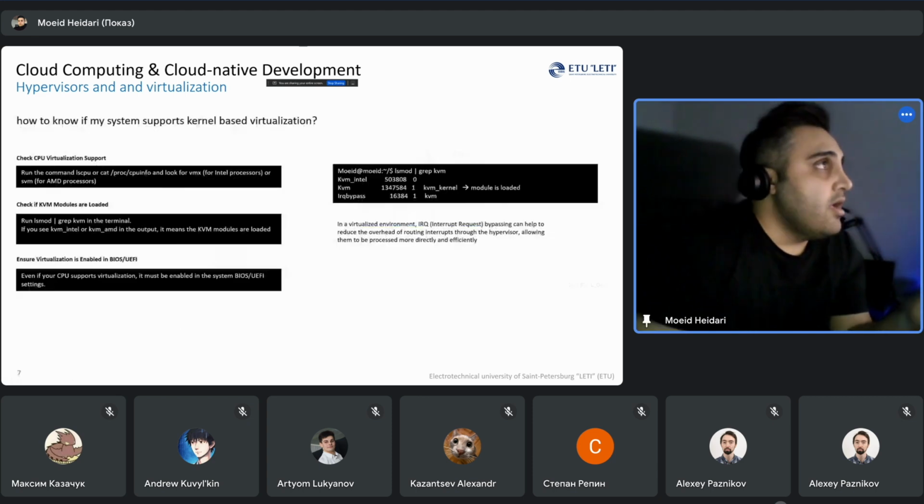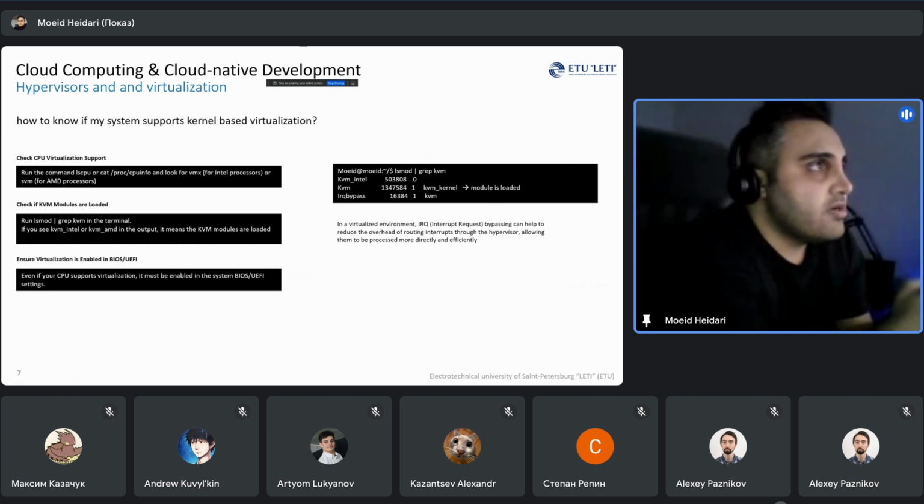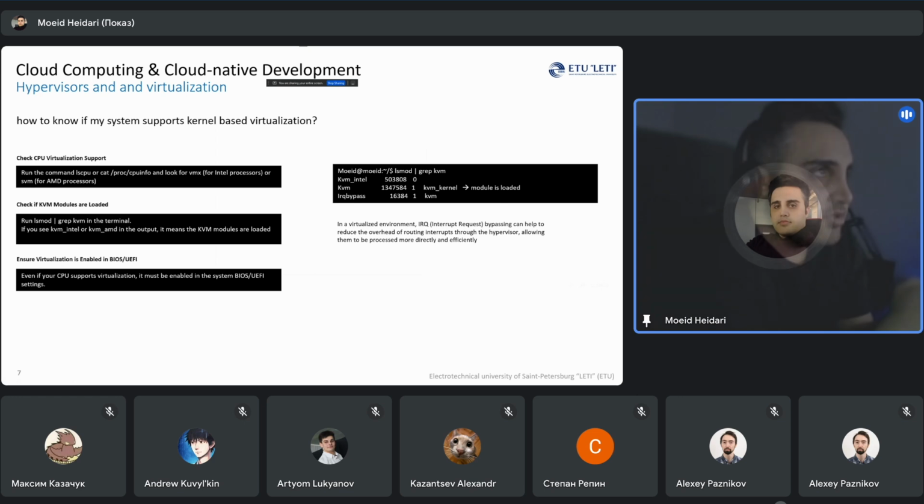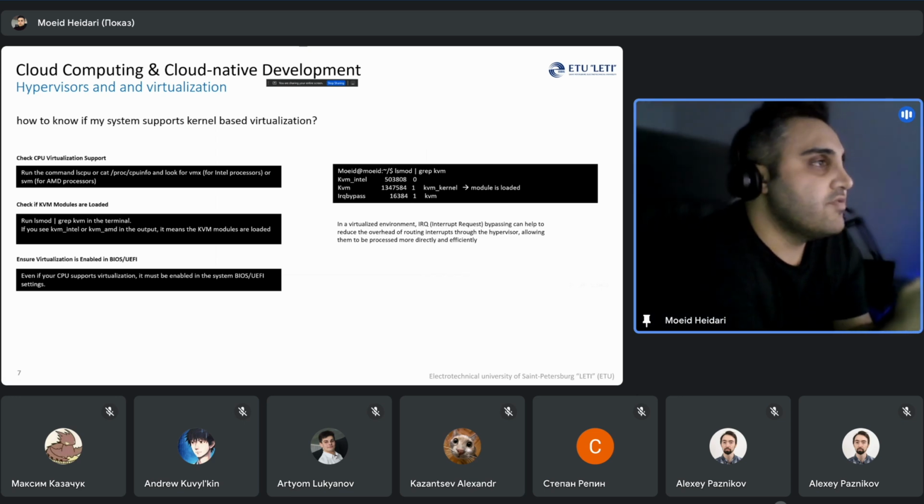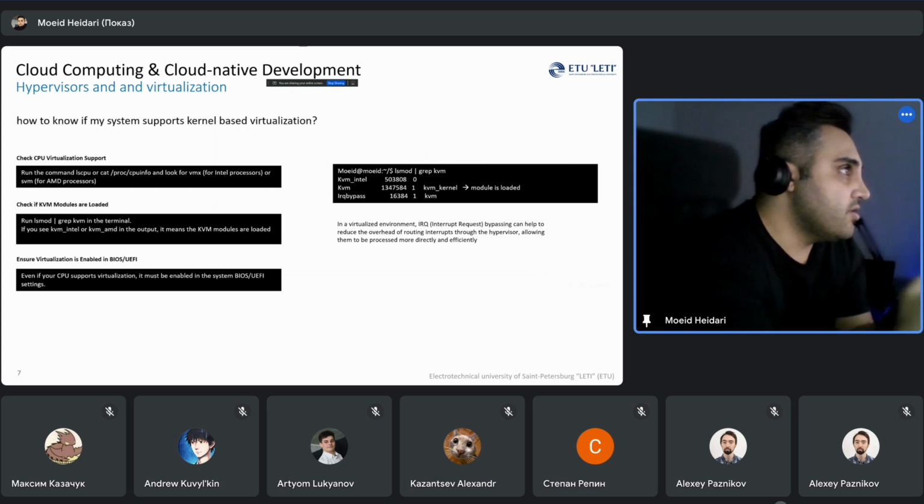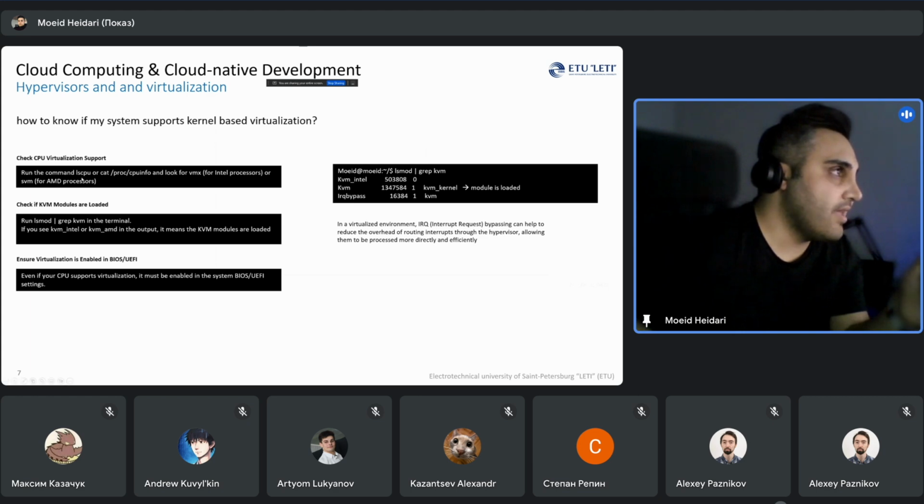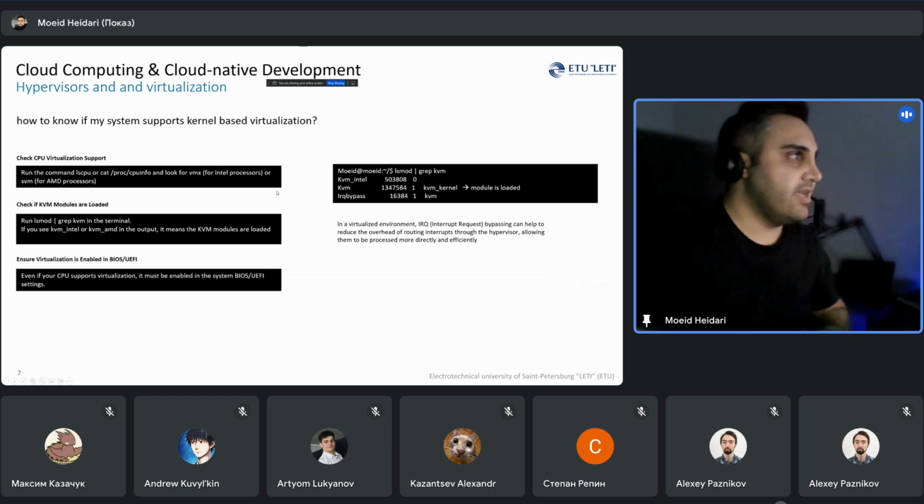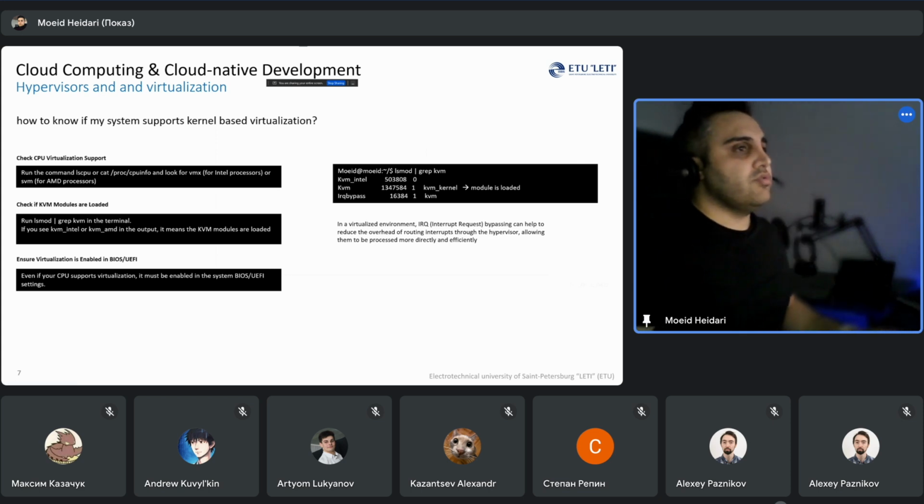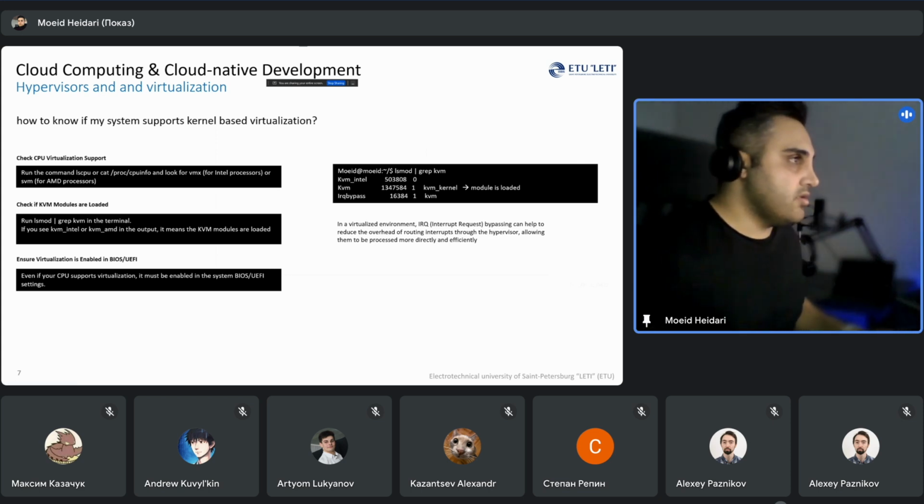How to know if your system supports kernel-based virtualization? That's a very good question. Whenever you want to create a virtual machine on your system, the first thing you need to check is the CPU virtualization support. If you run the command lscpu, or if you take a look at the file /proc/cpuinfo and look for VMX for Intel processors or SVM for AMD processors, you can see all of the information that you want.